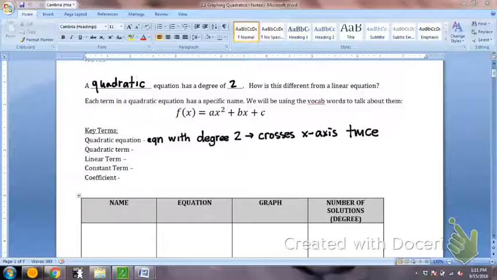Okay? The quadratic term is the term that is x squared, right? So the quadratic term is the ax squared term. So that's the quadratic term. The linear term is the term that just has the x, bx. What is the degree of the linear term? 1, right? That x really has an exponent of 1. So we can maybe say that this has a degree of 1.